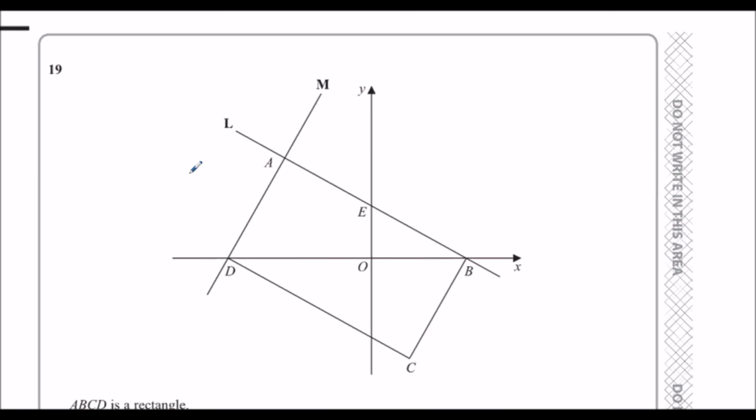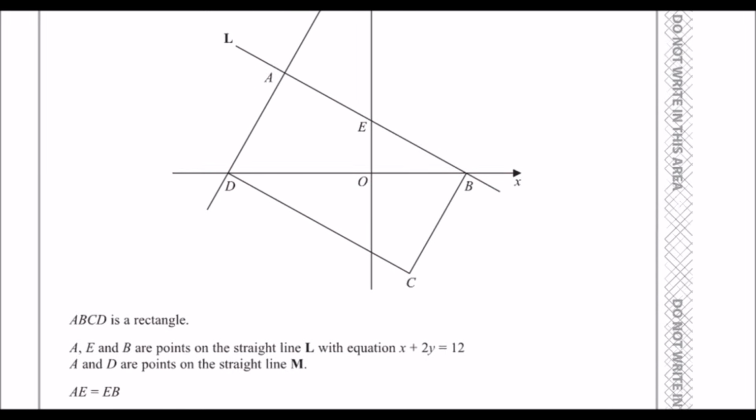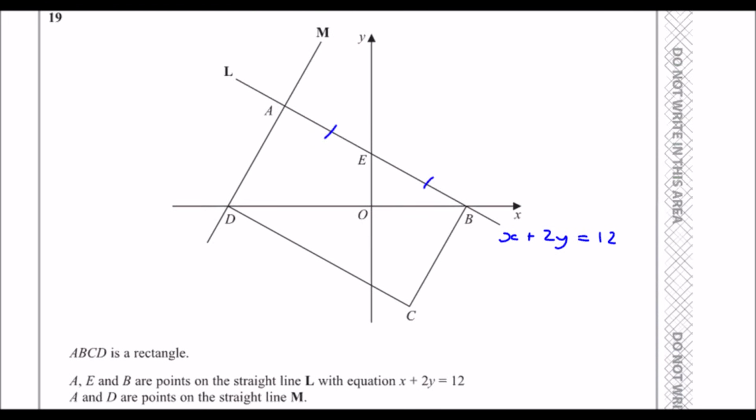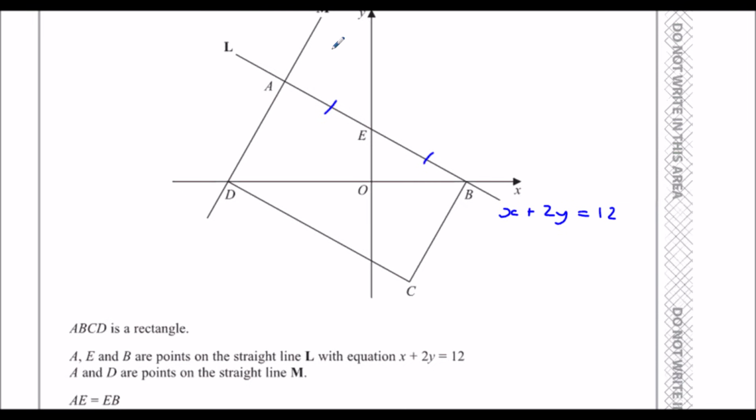Okay, question 19. So we've got a rectangle, ABCD. A, E, and B are all points on the line AEB. That's the line x plus 2y equals 12. A and D are on the line M. AE equals EB. Find an equation for M. So an equation for this straight line, M.